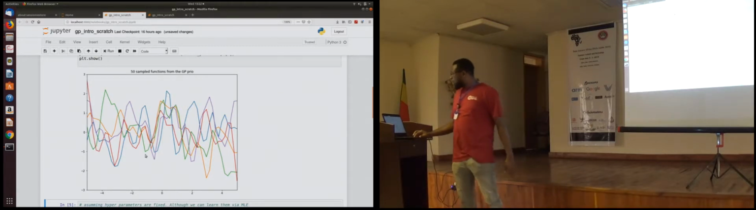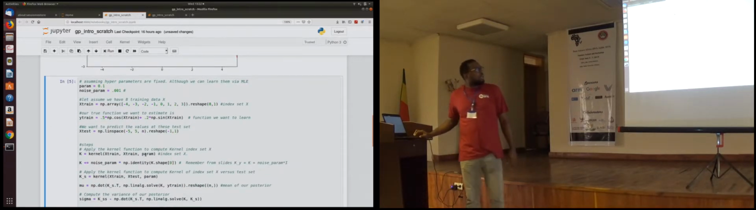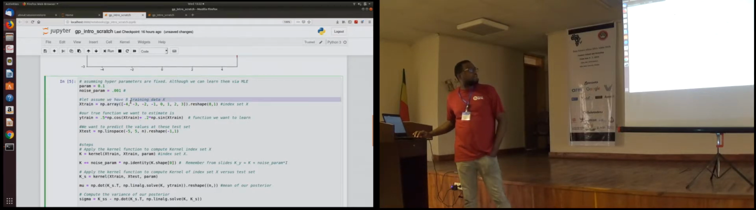Now, if I want to make predictions, let's say I have points, this is my x data, and these are my training set, x train and y train.